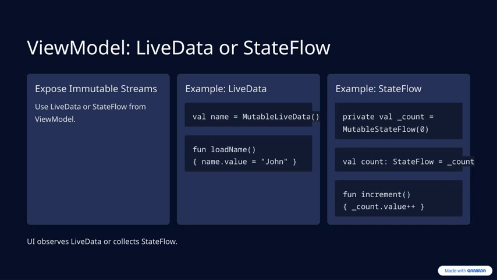All right, let's talk about how we can expose data from our ViewModel using LiveData or StateFlow. The key idea here is to provide immutable streams of data that our UI can observe or collect. This approach helps keep our data flow predictable and easier to manage. For example, with LiveData, we typically use MutableLiveData internally and expose it as an immutable LiveData to the UI. So you might have something like val name equals MutableLiveData, and then a function loadName that sets the value to John. This way, the UI can observe name for changes, but it can't modify it directly.